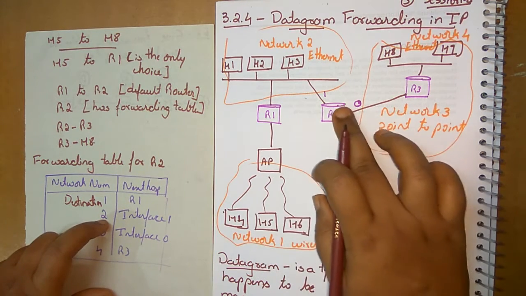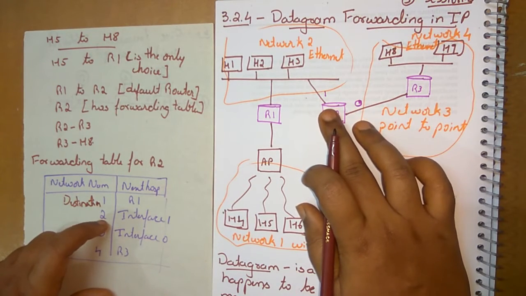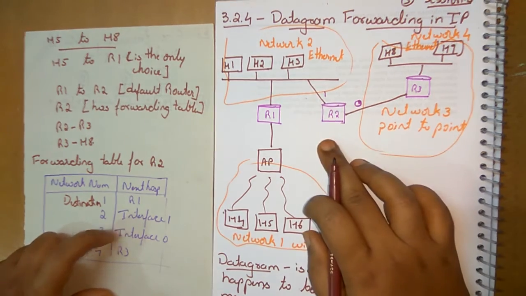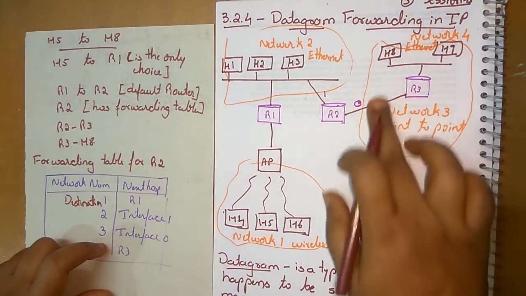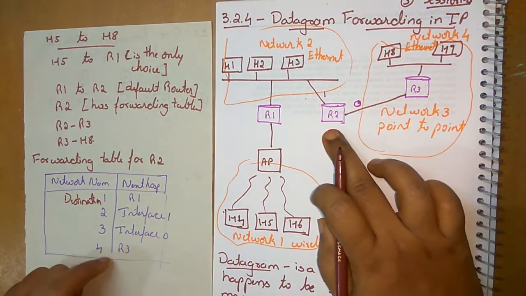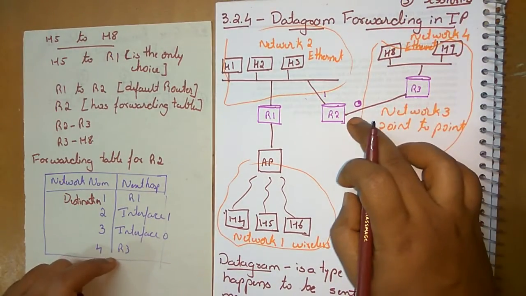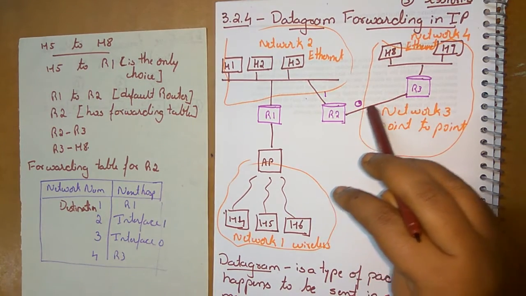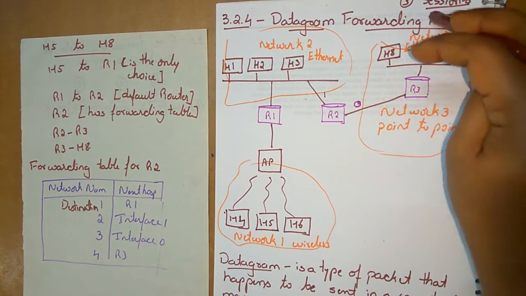And network 2 is directly connected to R2, so the interface we have to refer to is 1. And network 3 is also directly connected, with interface number 0. Network 4 is unreachable, it may be extended here. Network 4 is not directly connected, so it will be sent to the default router R3. R3 will guide you how to pass in the network.